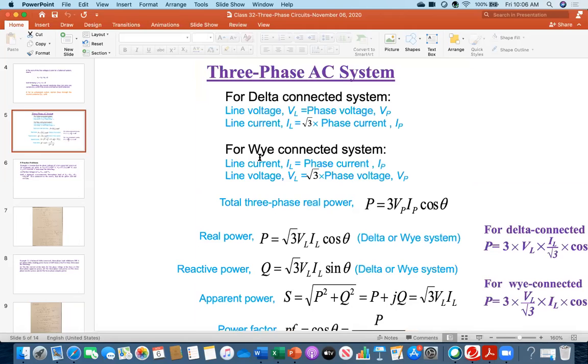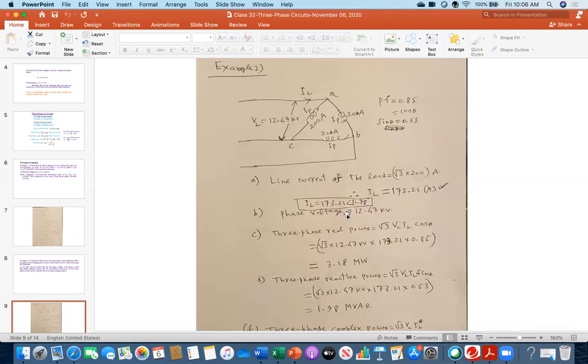And that is what I have learned for the delta connected system: line voltage VL is phase voltage VP. So I am directly writing that the phase voltage is 12.47 kV. Straightforward, that is the answer, because this is the line voltage and I am also measuring across this one. Everybody, could you follow me? Yeah, this is making sense.